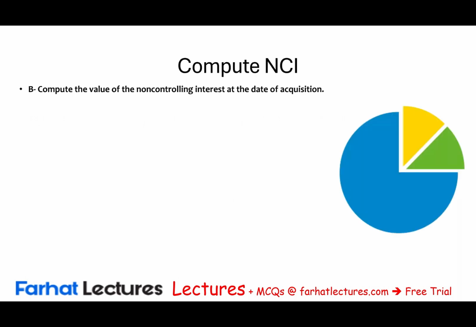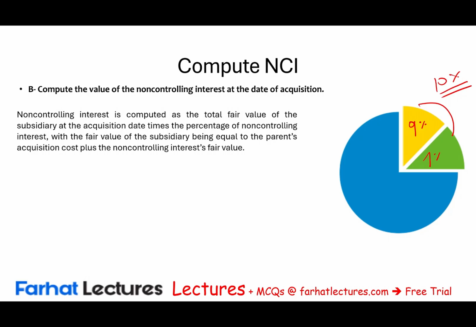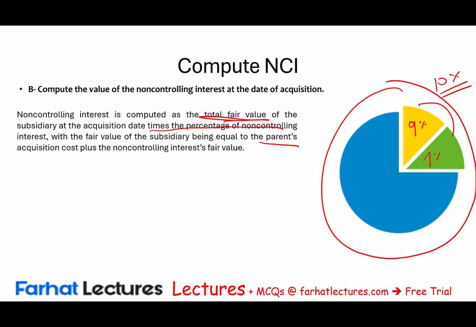Pretty straightforward. Remember, I said that some people don't sell their shares. Let's assume two shareholders, just for the sake of simplicity. One owns 9% and the other one owns 1%. So there's 10% that they don't want to sell to us. Now we have to compute their value. The non-controlling interest is computed as the total fair value of the sub at the acquisition date times the percentage of the non-controlling interest. The fair value of the sub is equal to the parent's acquisition plus the non-controlling interest, because for the total value, we have to look at the implied total value and multiply it by 10%.